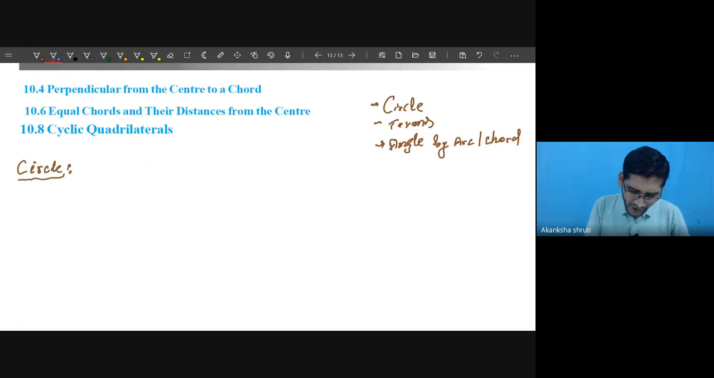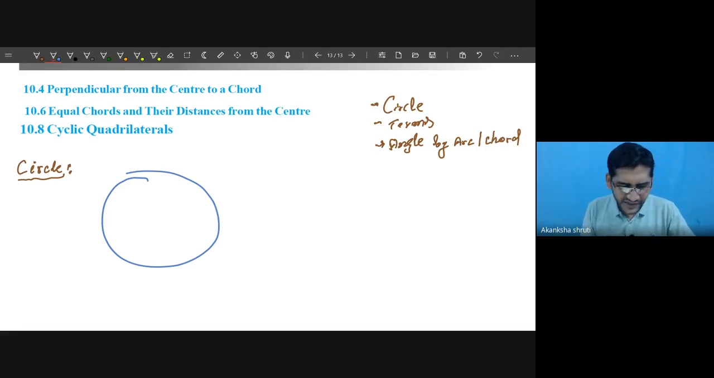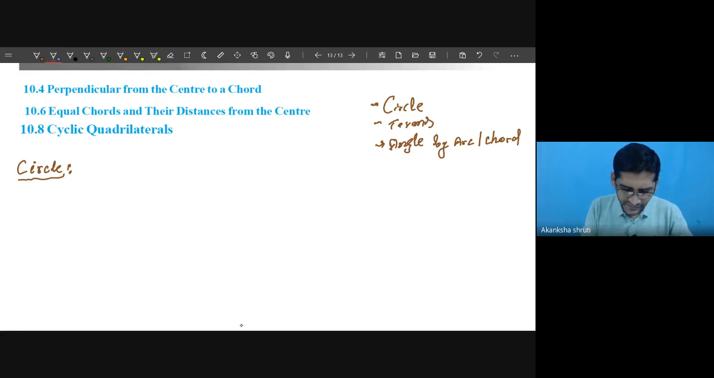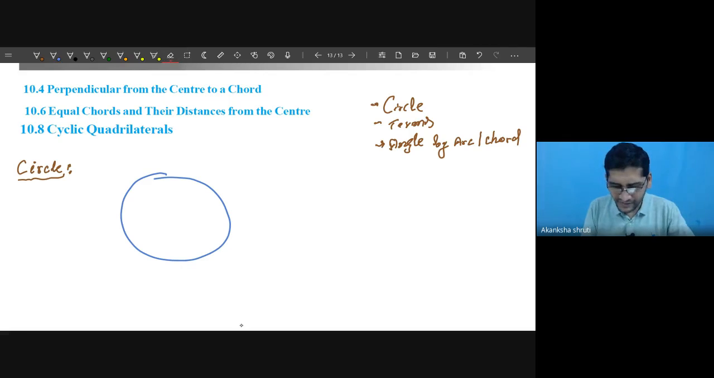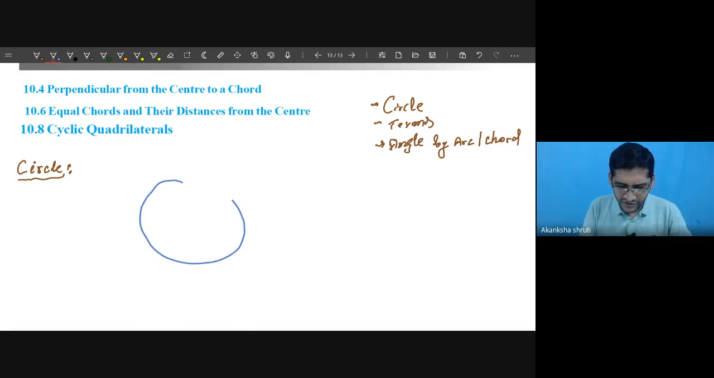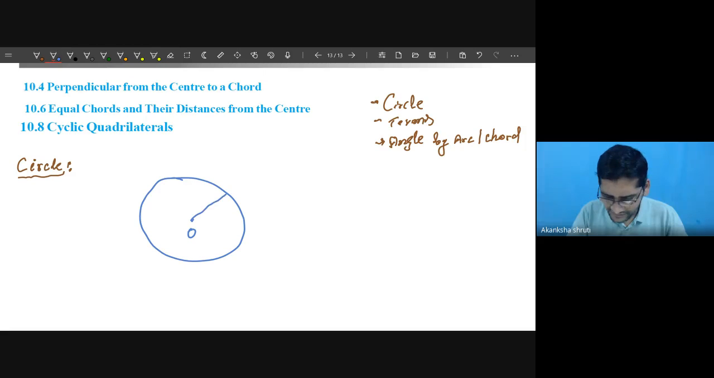Students, we have learned that a circle is a path such that its distance from a fixed point is always constant. That fixed point is the center and that distance is called the radius. So this we have already learned, the center and the radius.